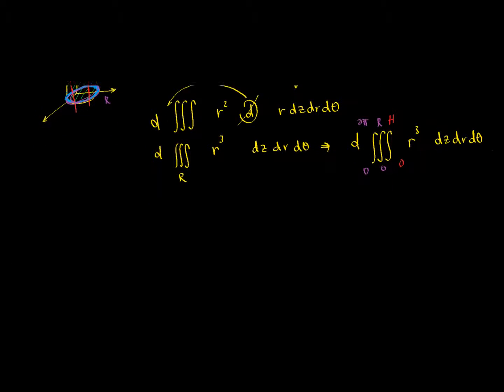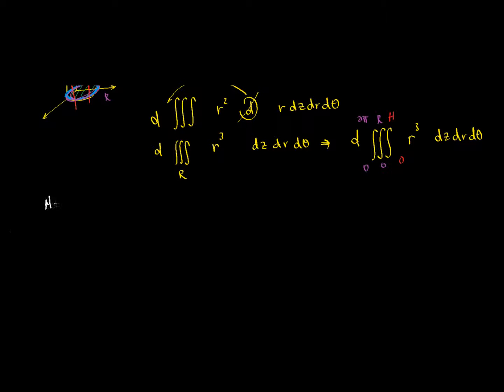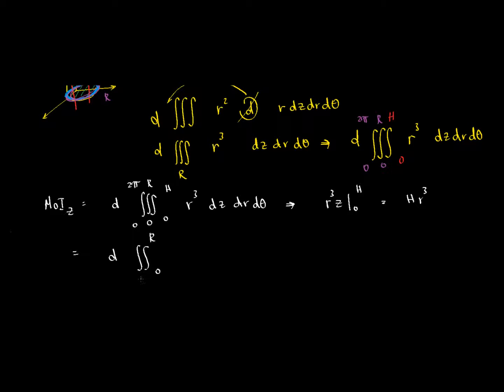So now we can integrate. The moment of inertia about the z-axis is going to be density times the triple integral from 0 to h, 0 to R, 0 to 2 pi, r cubed dz dr d theta. So if we integrate r cubed with respect to z, you're going to get r cubed z, evaluated at 0 and h. It's going to be h r cubed. It's density, 0 to R, 0 to 2 pi, h r cubed dr d theta.